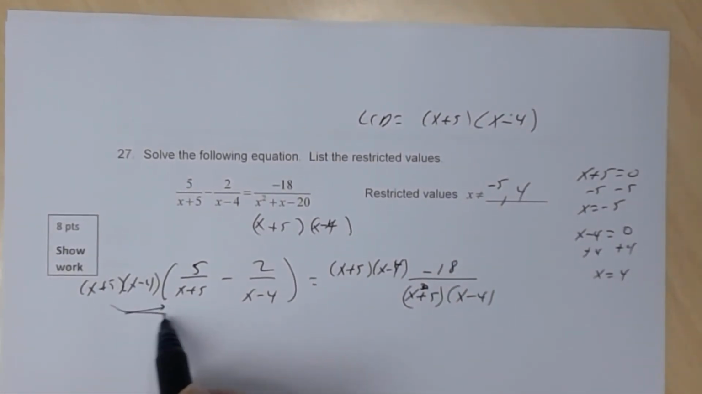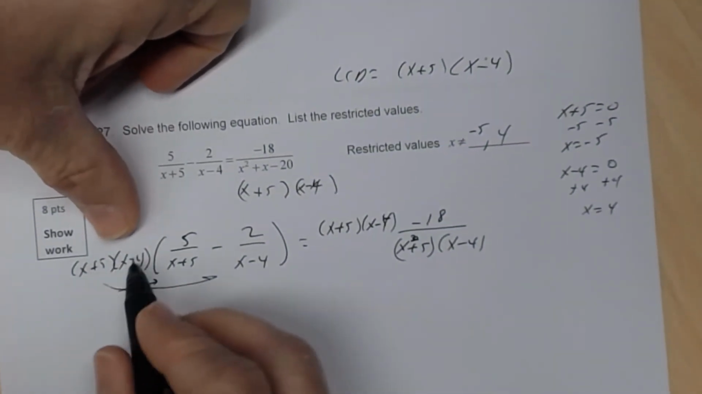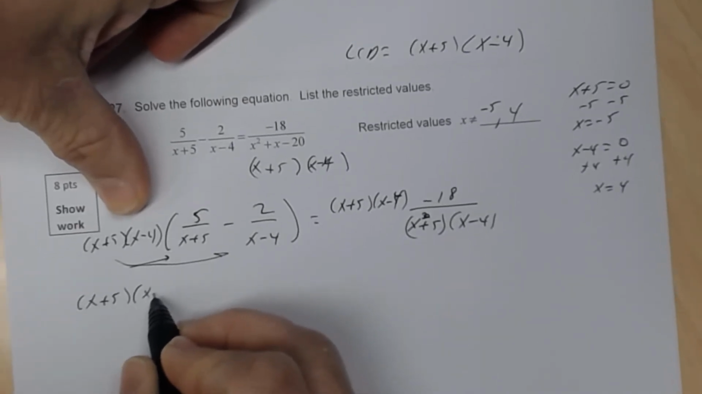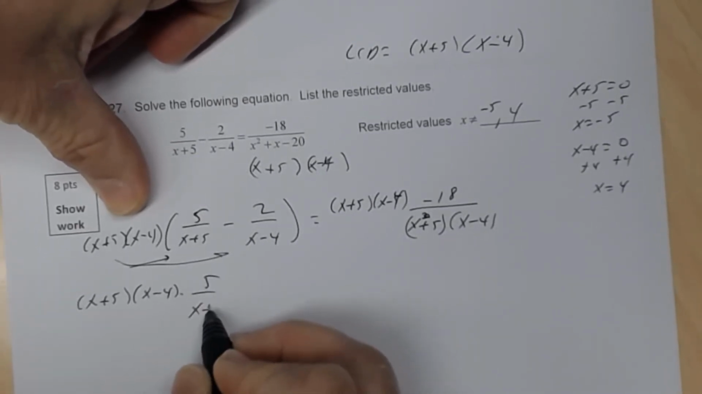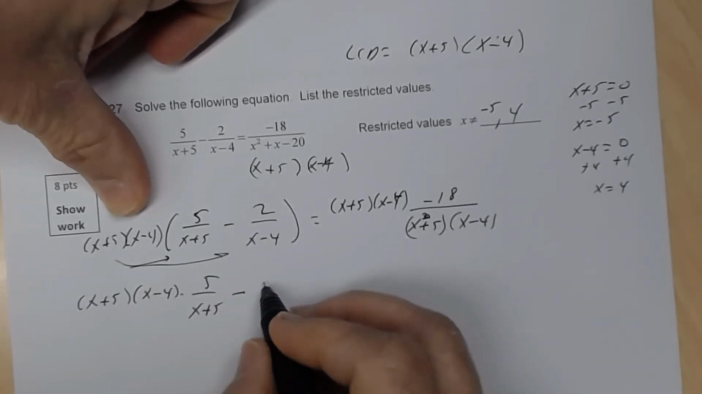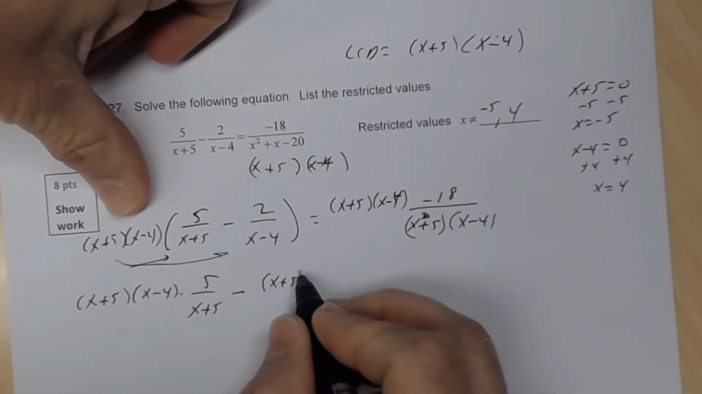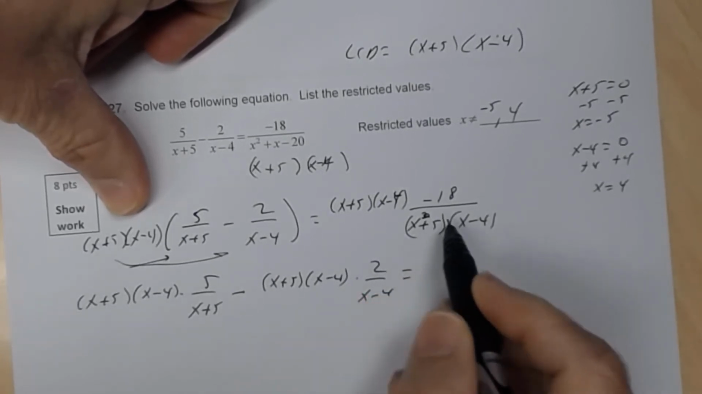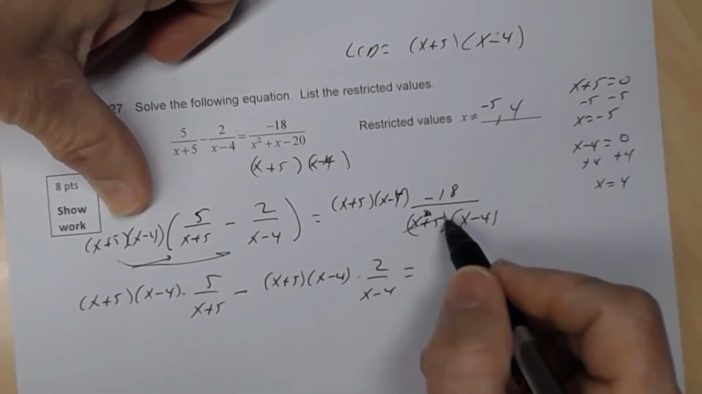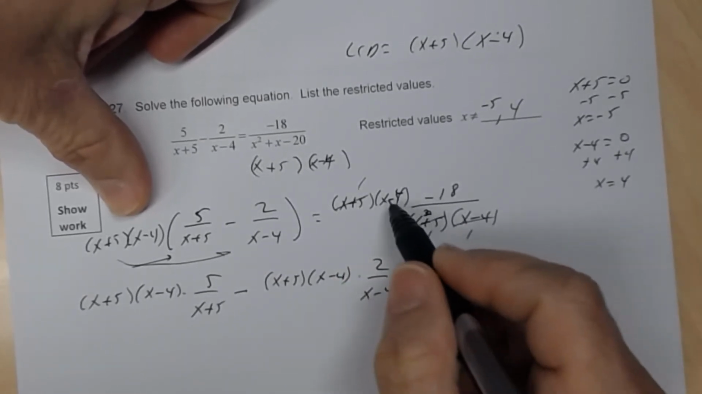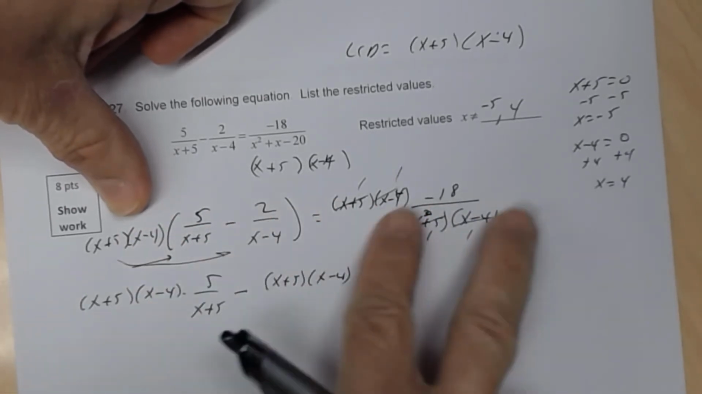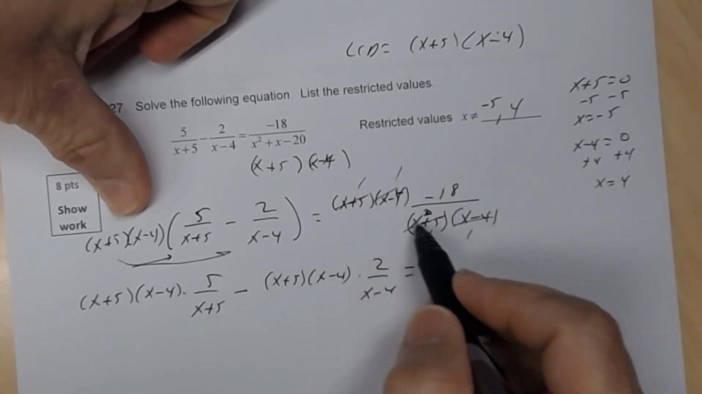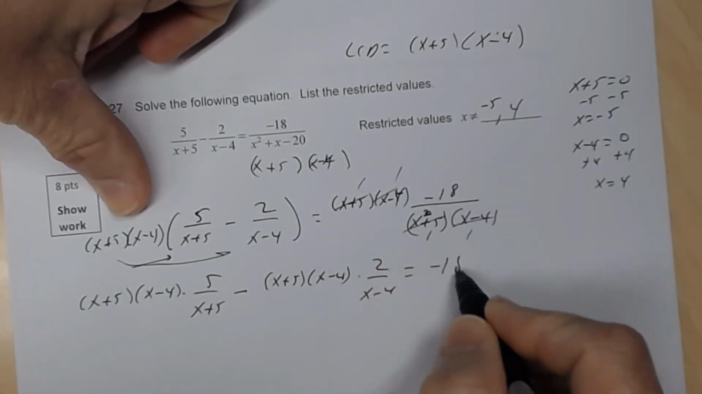Okay, now over here I'm going to distribute. I'm going to get rid of the parentheses. So I have the LCD, x plus 5 times x minus 4, times the first fraction, minus the LCD, x plus 5 times x minus 4, times the second fraction, equals. Over here I'm just going to go ahead and reduce. The x plus 5's divide out. The x minus 4's divide out. And remember, that was the whole point of multiplying by the LCD: to get these down here to be 1s. So 1 times a negative 18 is a negative 18.